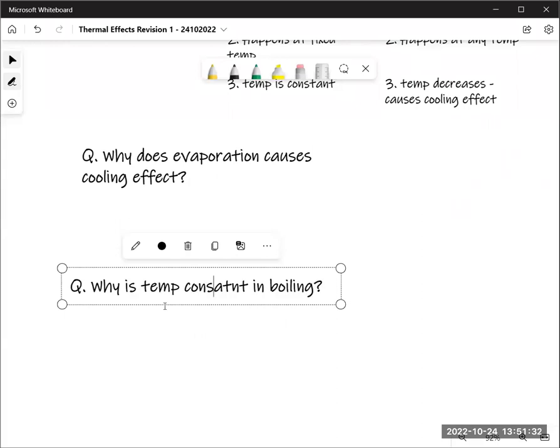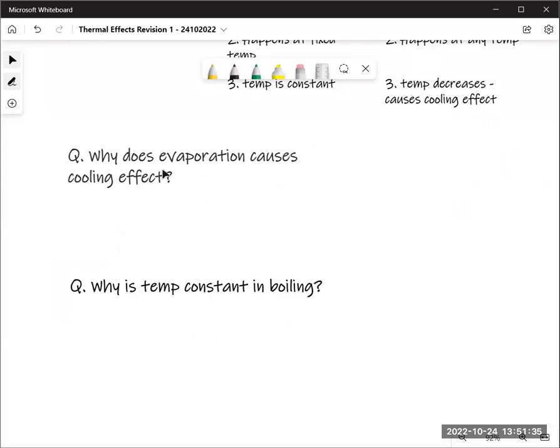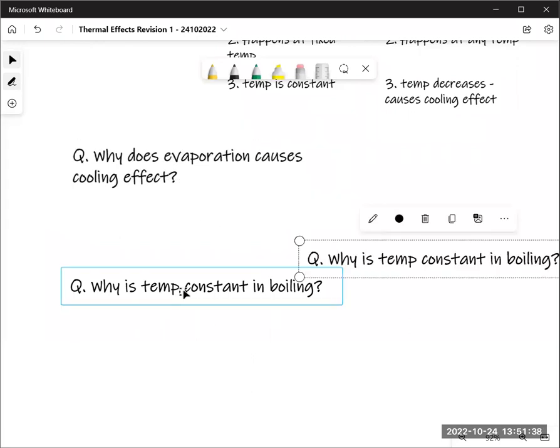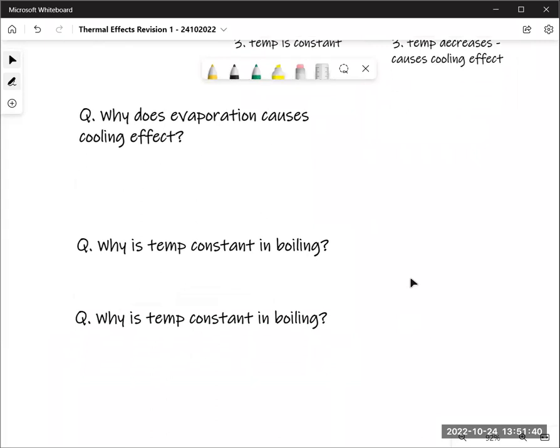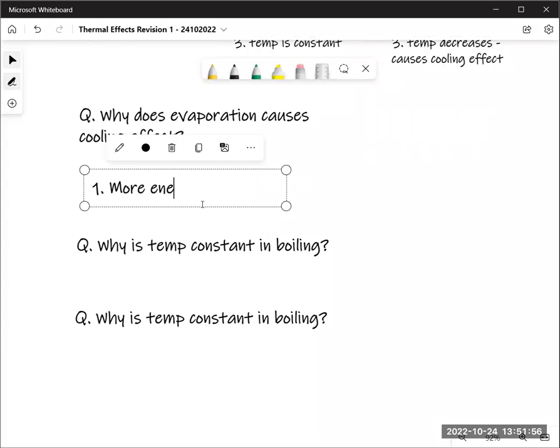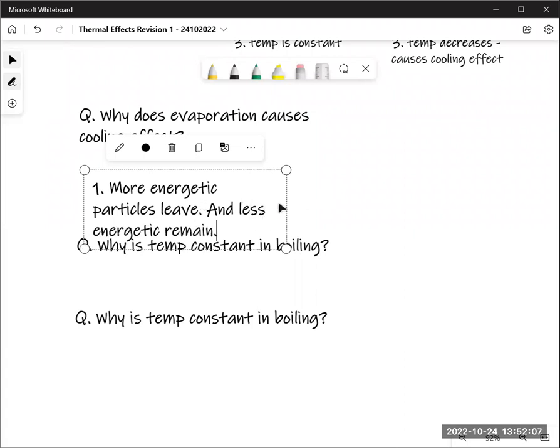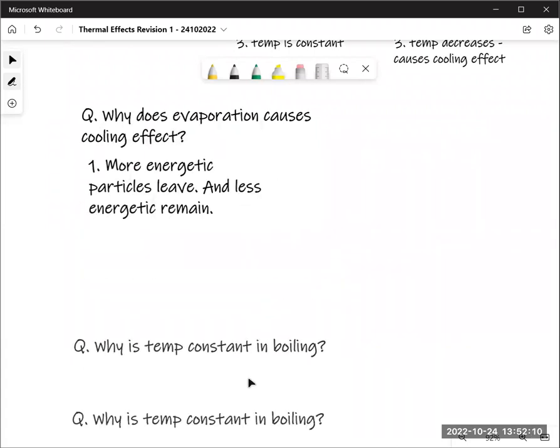Ayan, first question, can you answer it? Or should I help? I can try. It's because the most heated particles are the ones that leave the liquid in the form of bubbles and they turn into a gas and leave. Perfect. This decreases the average temperature of the entire liquid. Exactly. Because the more energetic particles leave and the less energetic remain. That's 1 mark. Next thing is decreases average temperature. Fine.